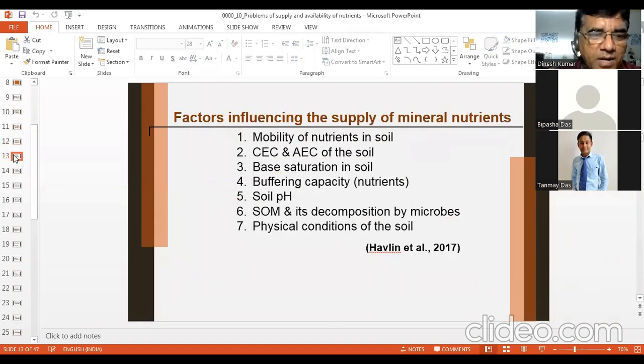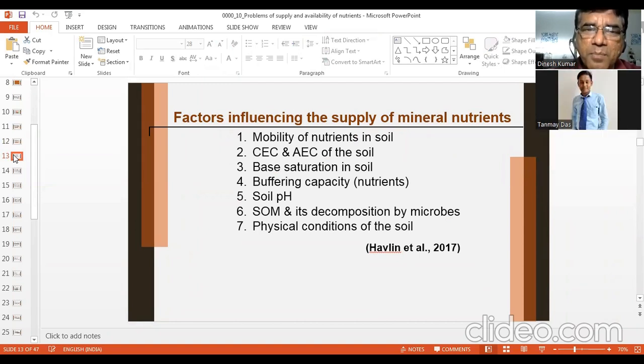Now, this is the important part. In the remaining part of this lecture, we will discuss these 7 points: factors influencing the supply of mineral nutrients. There are n number of factors, so many factors that will govern the supply of mineral nutrients. It is not easy to cover all the factors. You can go on writing and counting, many factors will affect the nutrient supply to the soil solution or the availability of the nutrient. It is not possible to discuss all the factors.